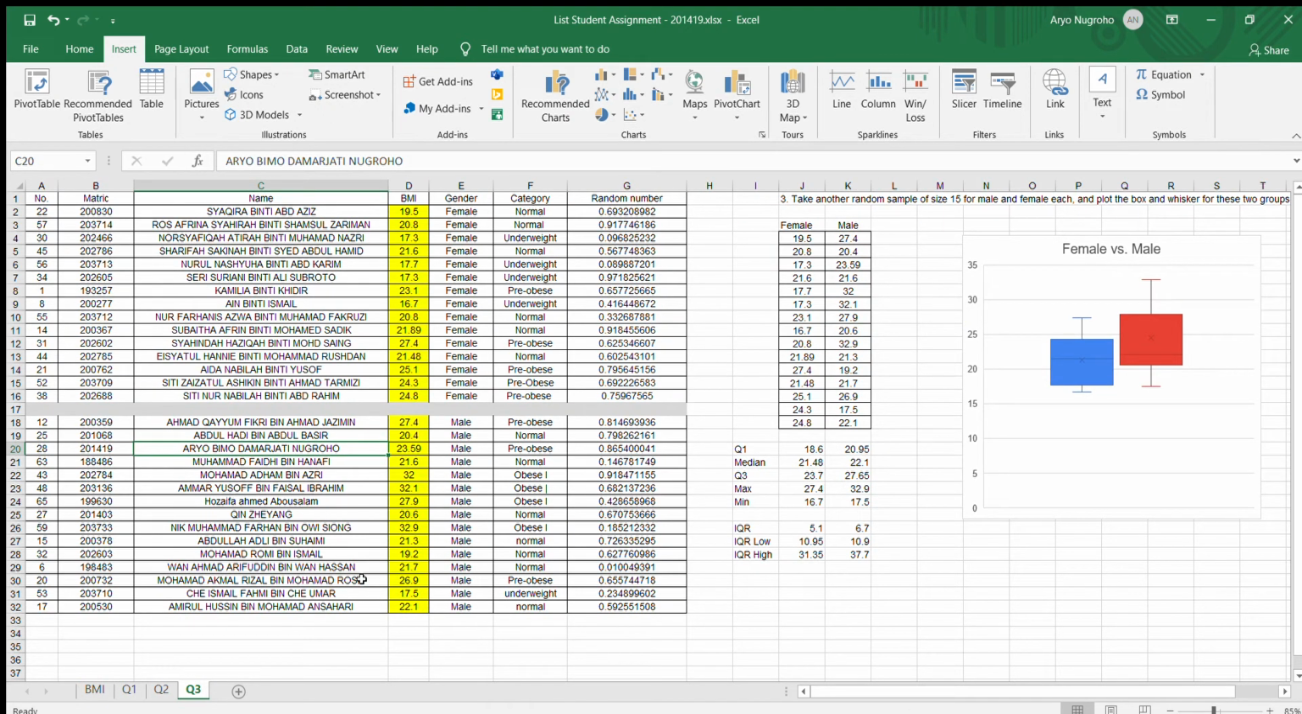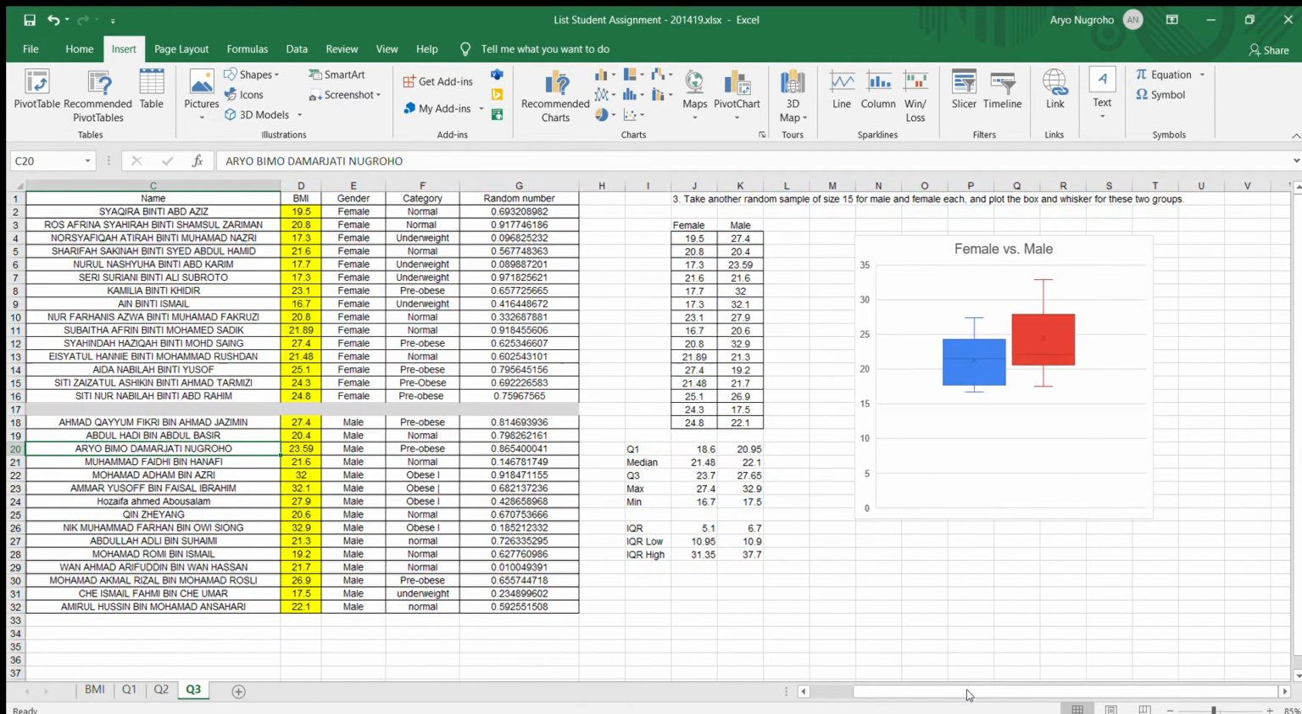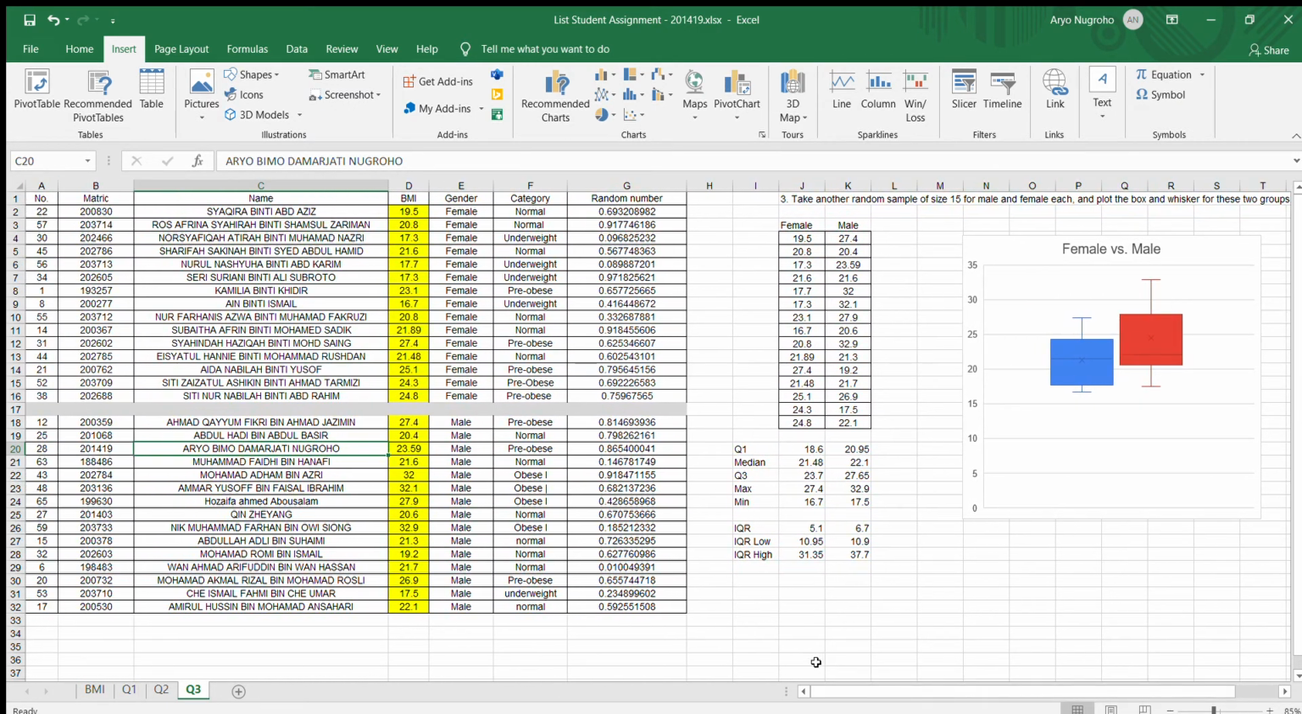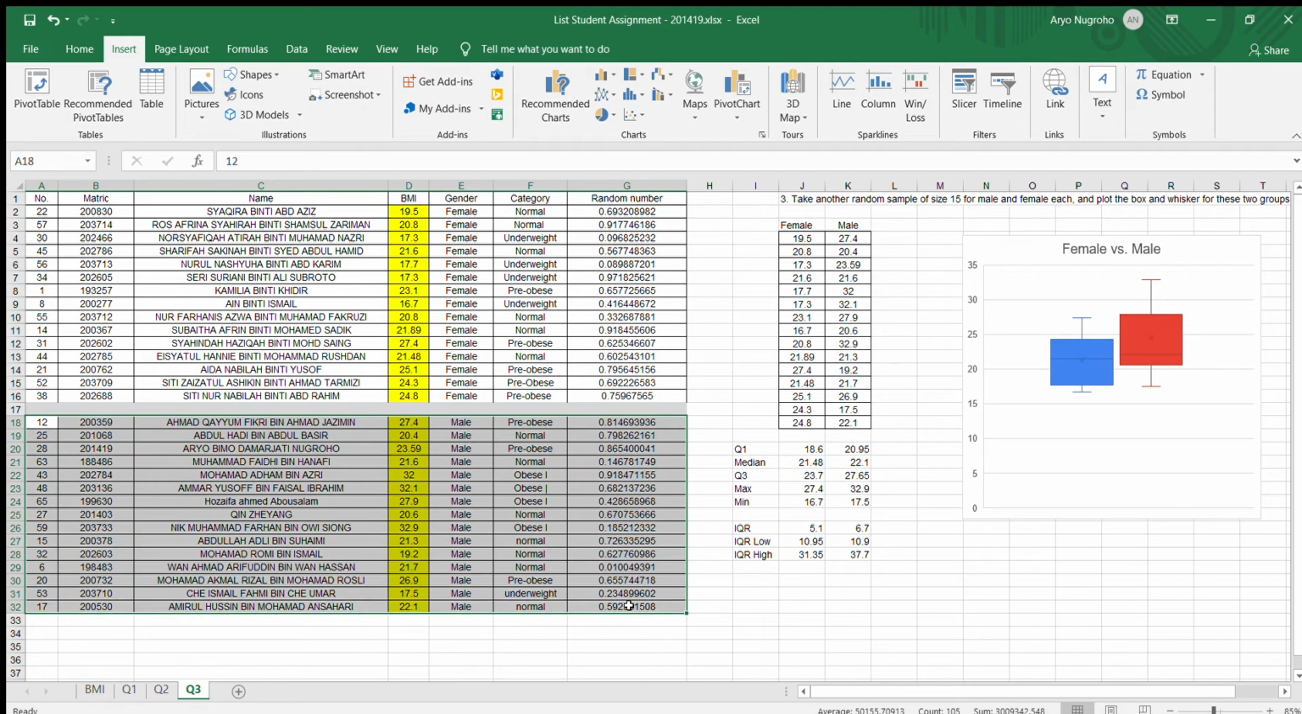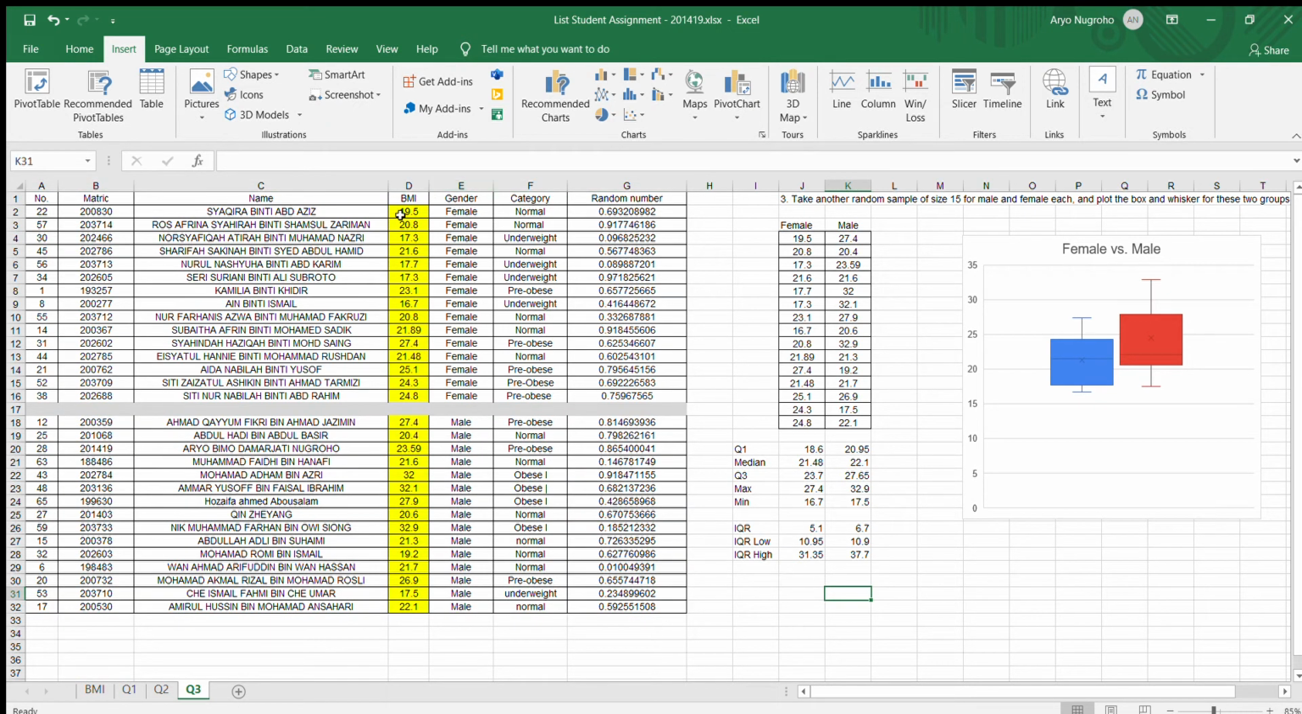And now we go to Q3, question 3, which is to take another random sample of size 15 for each male and female and plot the box and whisker for these two groups. So I have also randomized the sample of 15. As we can see, this is 15 female and this one is 15 male. And all this BMI, I moved to this one, so we can make the box and whisker plot easier based on the BMI.